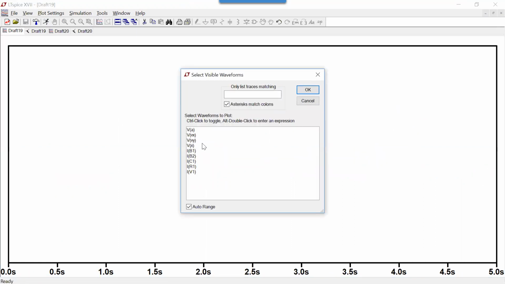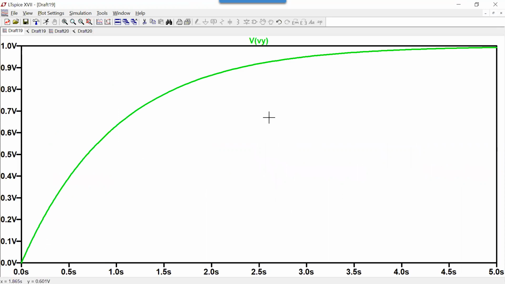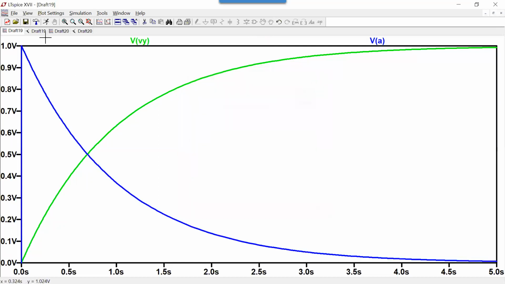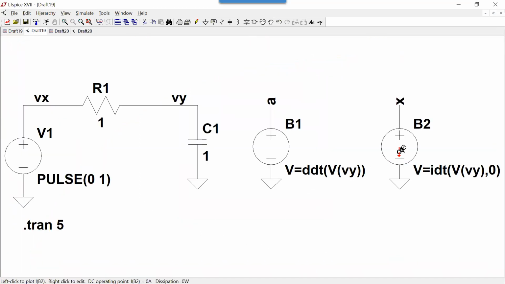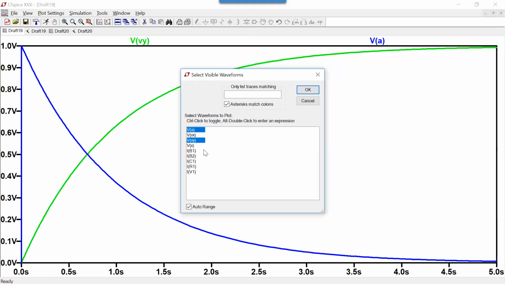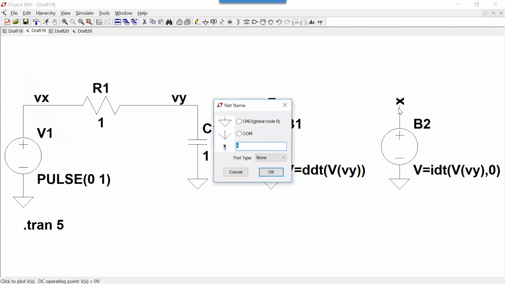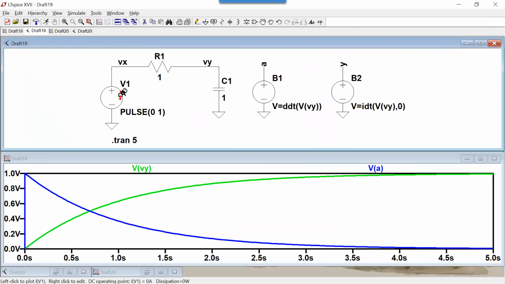And so if we want to know how the velocity changes over time, that's Vy. And you can see the step response. Now, if I want the acceleration of that, well, I just take the derivative of that. These are behavioral voltage sources where ddt is the derivative. And if I want the displacement, idt is the integration. And actually, I should have called that, it's really the displacement of y, not x.